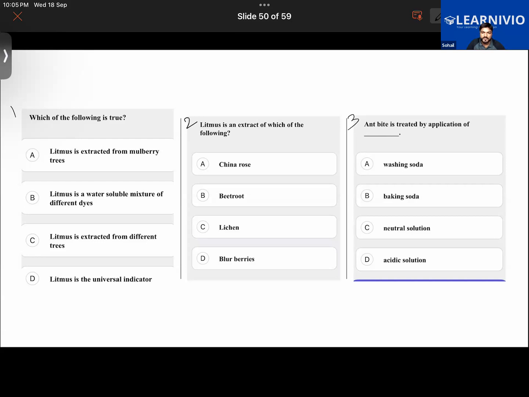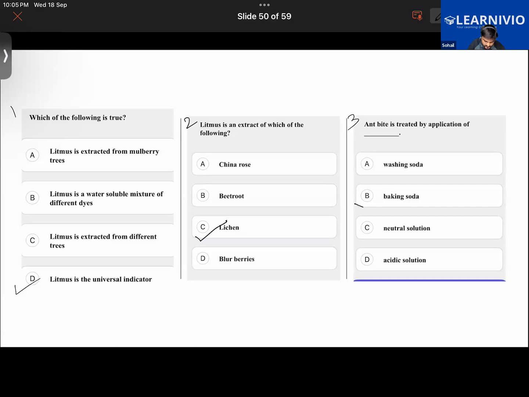So first one, option number D. D, sir. Okay, good. Second one, option number C. Yes, sir, C. Yes, Abu Bakr? Third one, option number B. You getting the same answer or different, Abu Bakr and Priyanka?